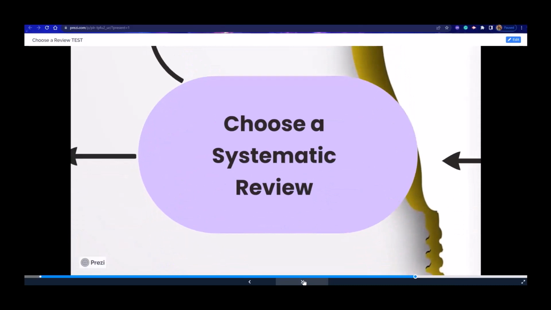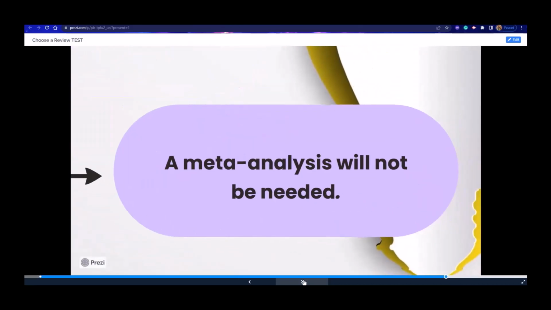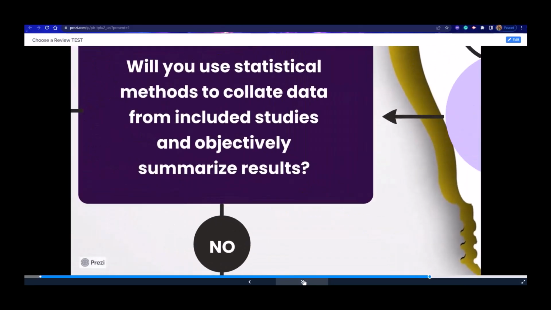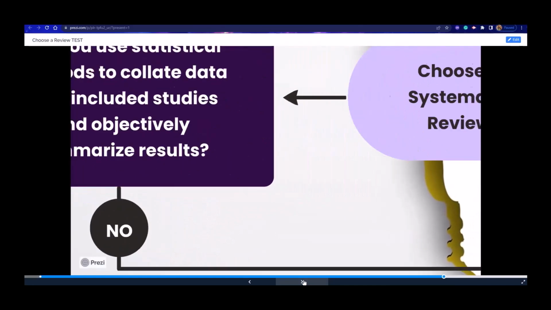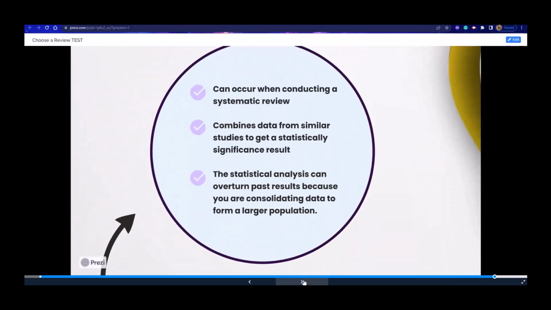Now, the final question that you really need to ask yourself once you've decided that you're doing a systematic review is, are you going to use statistical methods to collate data from included studies and objectively summarize the results? And if not, then you will not be doing a meta-analysis. I think so often we see systematic review and meta-analysis, and people assume that a meta-analysis is ultimately a required part of a systematic review. And that is not the case. But if you are going to be using these statistical methods to collate data from the studies to summarize and synthesize the results, then you will be choosing a meta-analysis.